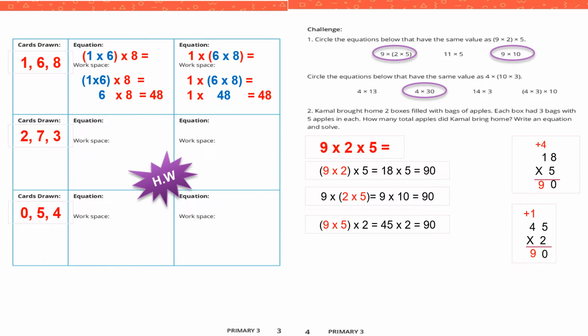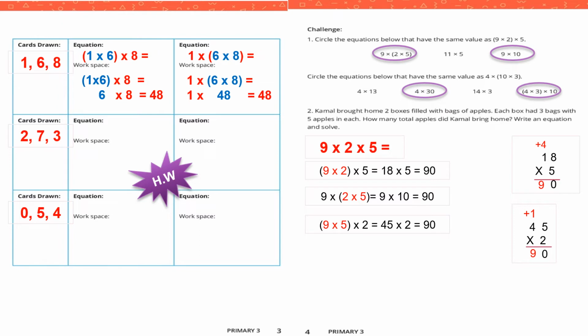The last choice, 4 times 3 times 10. Is it correct? We have 4 times 10 times 3. Here, 4 times 3 times 10. Is it correct? Yes, they are the same factors, but he changed the order and it will not affect. Yes.